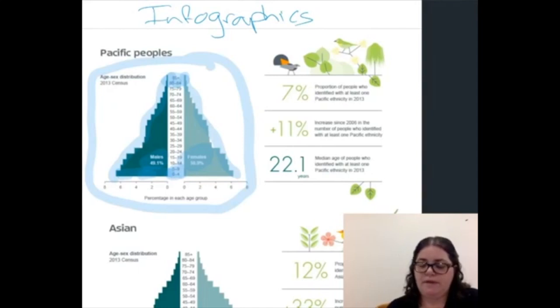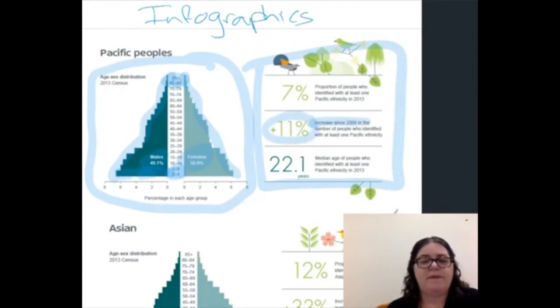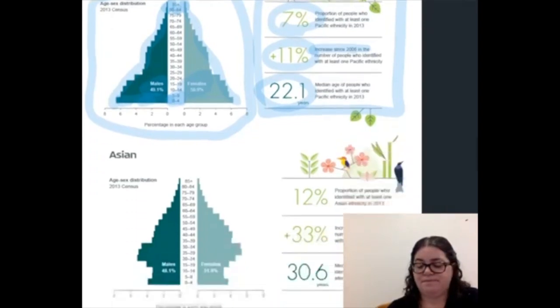Then on the right-hand side, we've got some information about the change. It talks about how much it's increased, that the number of Pacifica people increased by 11% between 2006 and 2013. It gives us our median age, and it identifies the proportion of the population that identify with at least one Pacifica ethnicity.